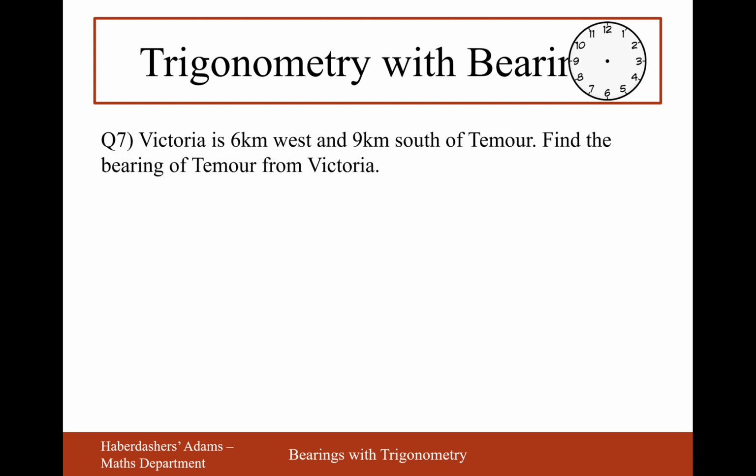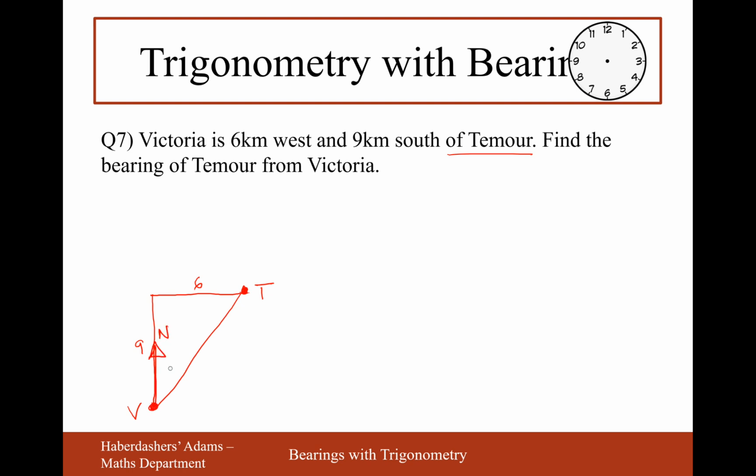Okay, let's move on to the next question. Victoria is 6 kilometres west and 9 kilometres south of Temour. So Temour will be in the centre of the diagram, and Victoria is 6 kilometres west and 9 kilometres south of Temour. That would be where Victoria is. Find the bearing of Temour from Victoria. So Victoria will be here.